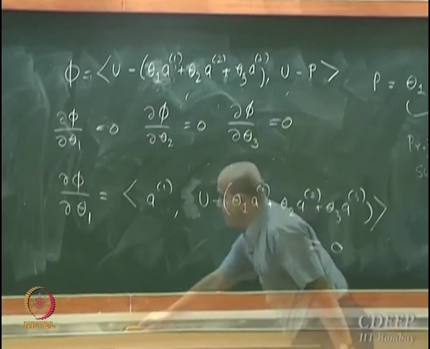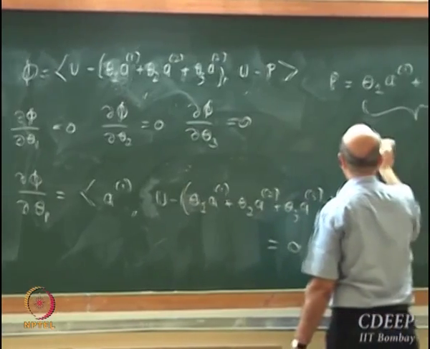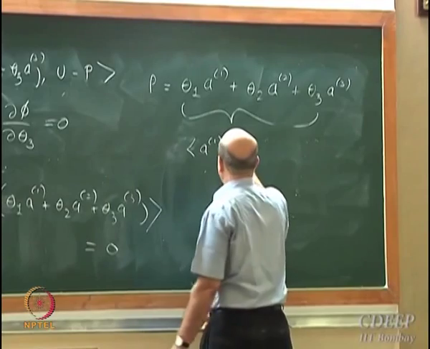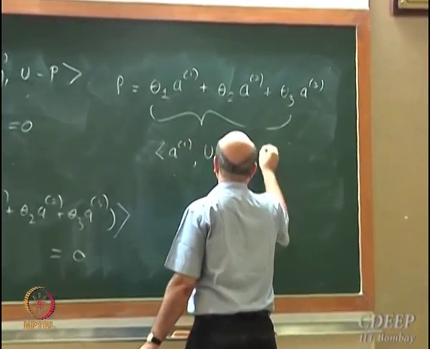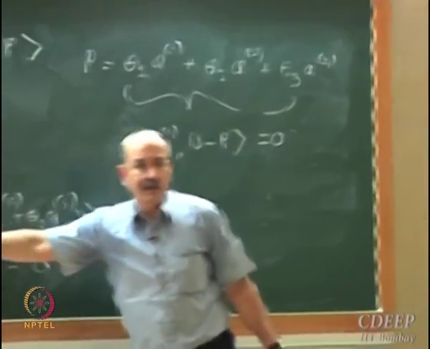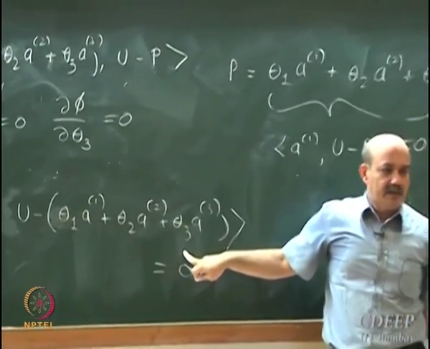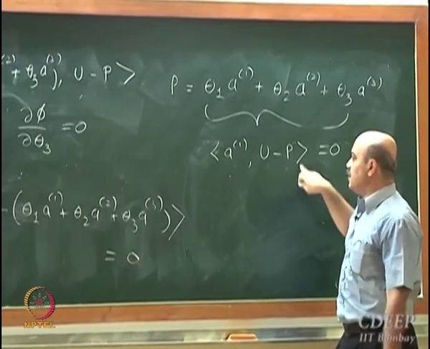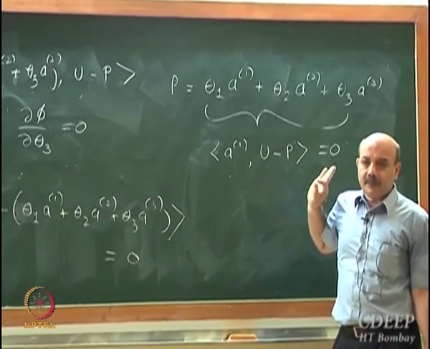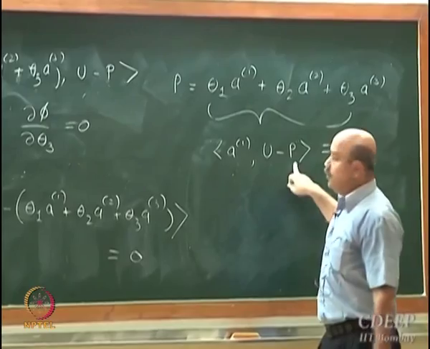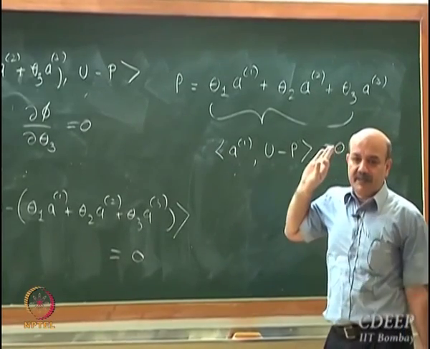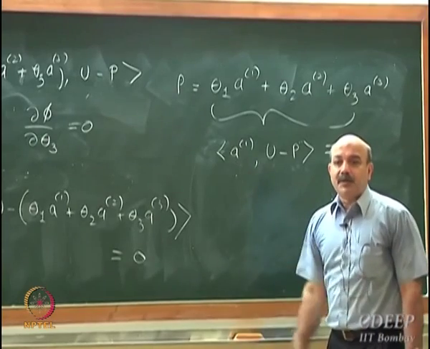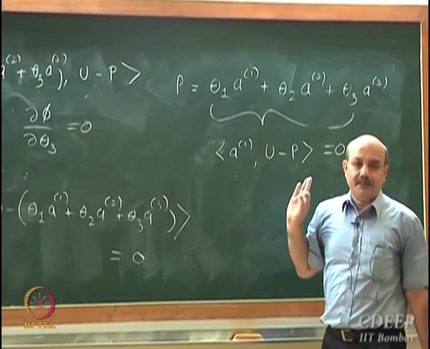So actually what I am getting here is that a1 inner product u minus p is equal to 0, because this is the projection vector. So what I am getting is a1 inner product u minus p is equal to 0. What is this u minus p? Error vector. So what it says is that the error vector is perpendicular to the a1 direction.